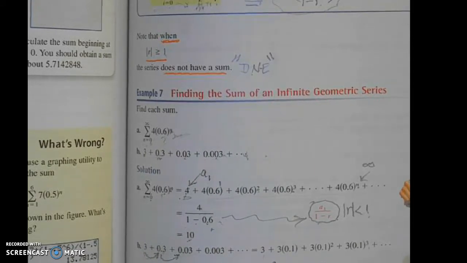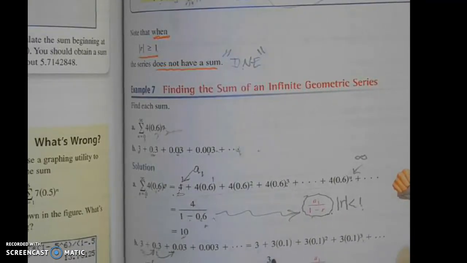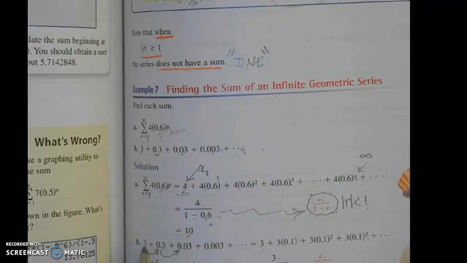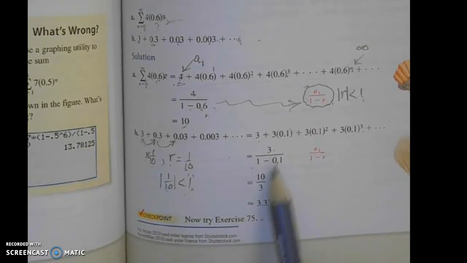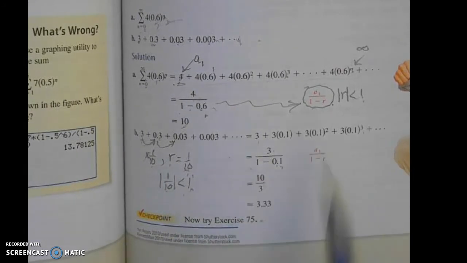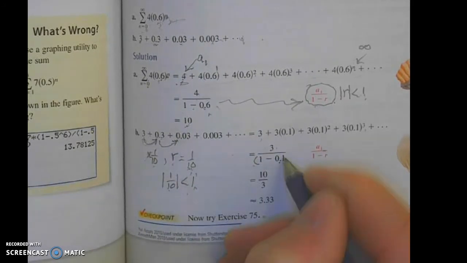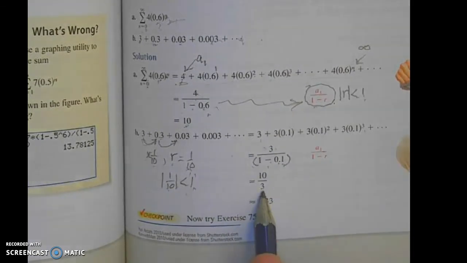Is 1/10 less than 1 in absolute value? Yes, it is. Therefore, I can use my formula that's right up here. So I'm going to plug in my formula. There's my first term because I got it right out of my list right here. And I'm going to show the first term on top, which is a sub 1. And then I'm going to say 1 minus the common ratio, which is 1/10. You can write it as a decimal or as a fraction. When you put this into your calculator, the denominator is pretty easy. That's just 0.9. So it's really 3 over 0.9. And when you do that, it ends up 10/3 or 3.333, and that's your answer.